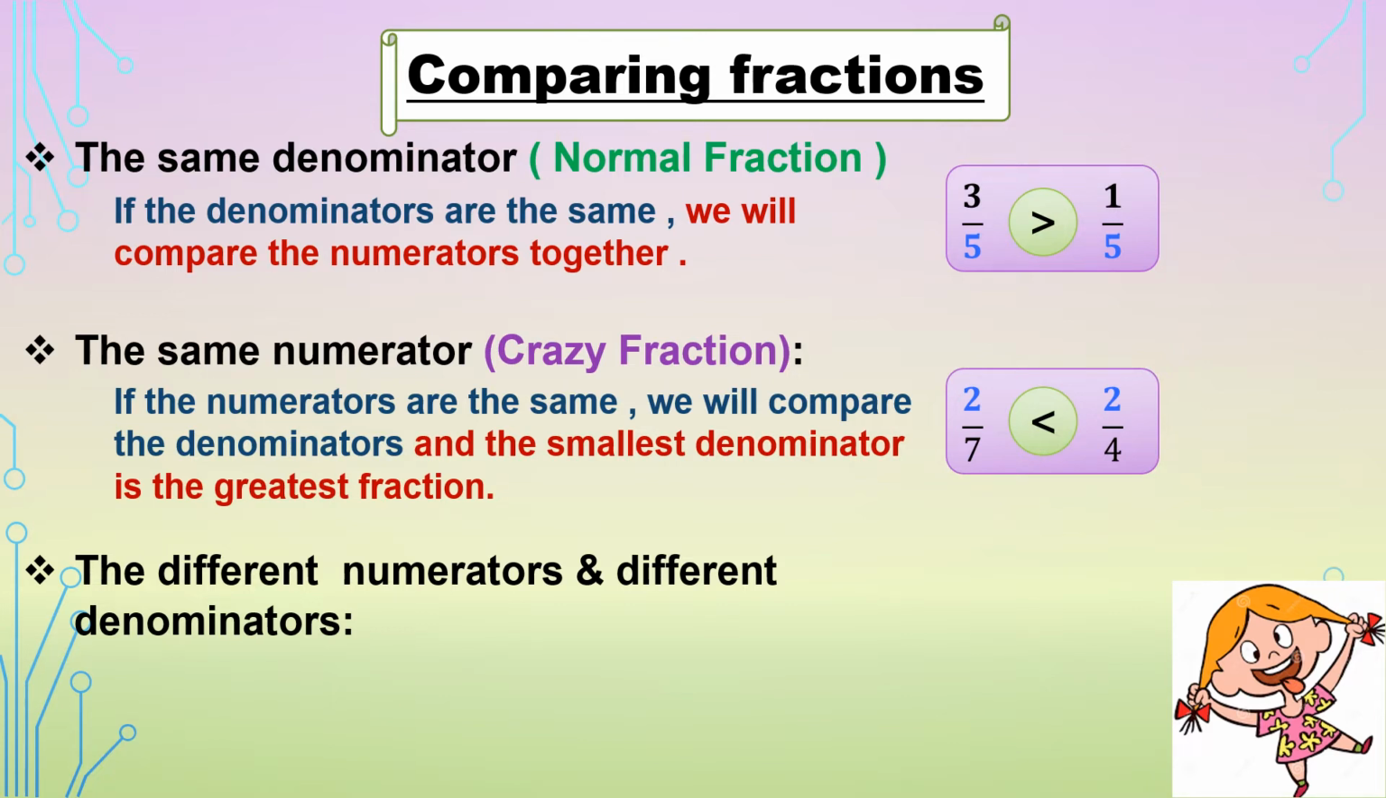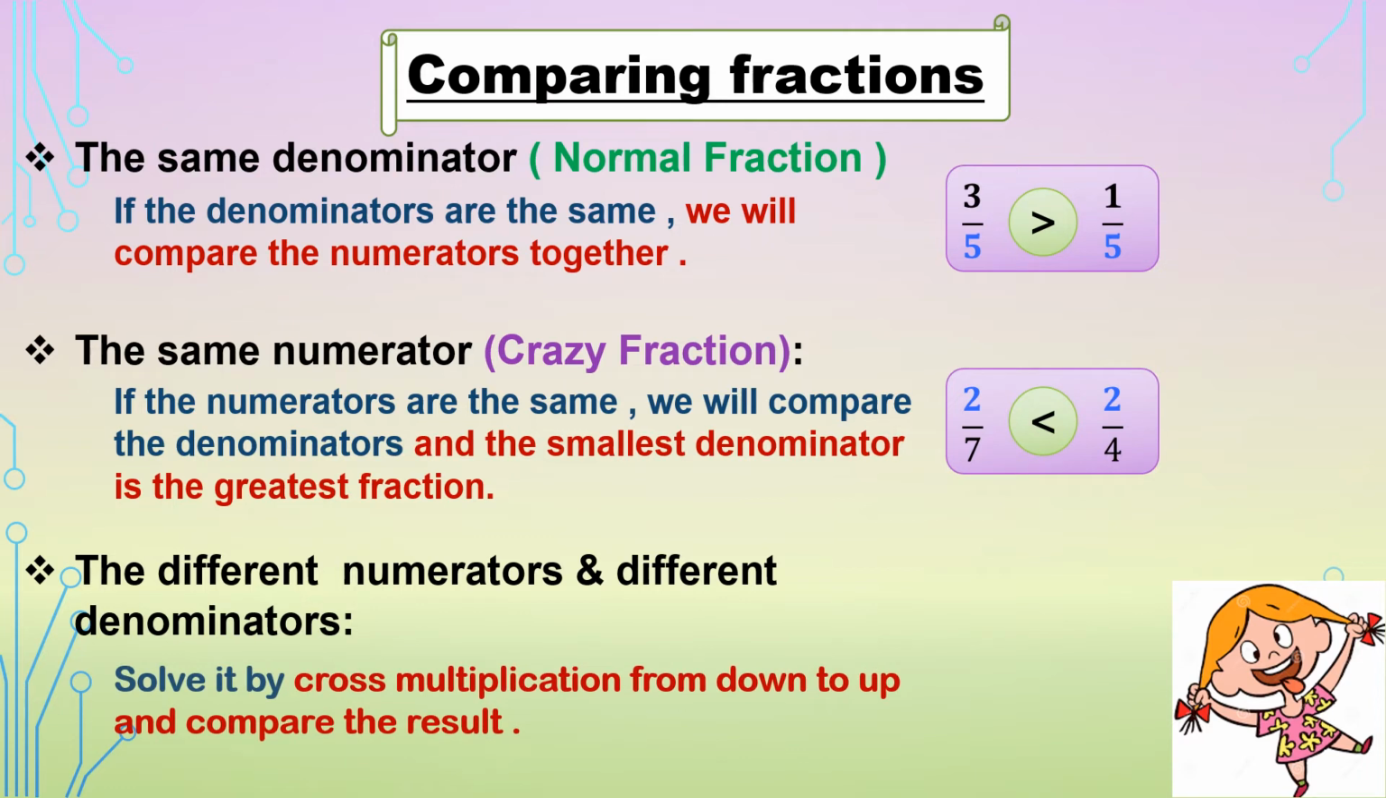The last type here, the different numerators and denominators. We solve it by cross multiplication or the scissors from down to up and compare the result. For example here, 2 over 3 and 4 over 5. Here we have different numerators and denominators. What shall we do here? We must make cross multiplication from down to up.